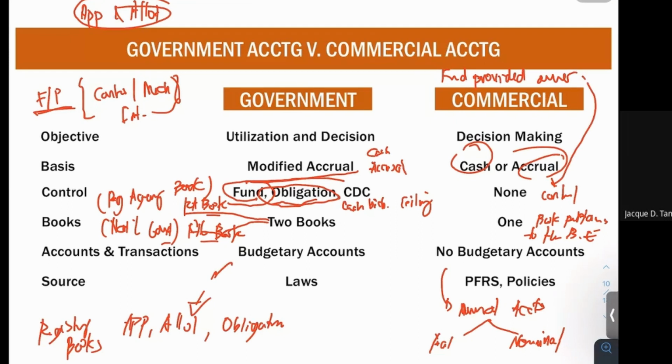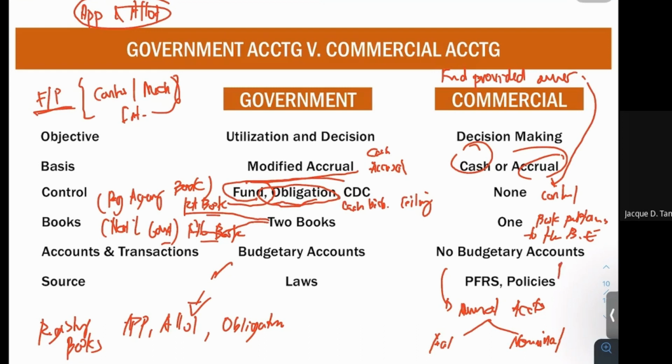So those are called budgetary accounts or registry accounts. So again, commercial is purely real and nominal. In government, aside from these real and nominal accounts, we still have your budgetary accounts as to your appropriation, allotment, and obligation, and we have your registry books. Now, as to source, in accounting for your commercial, we have your PFRSs and your different accounting policies.